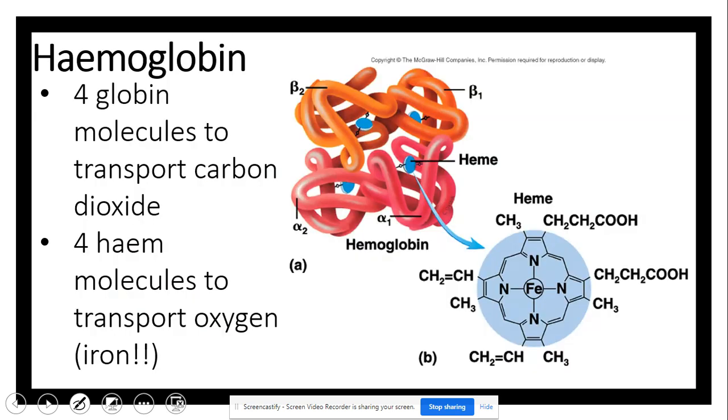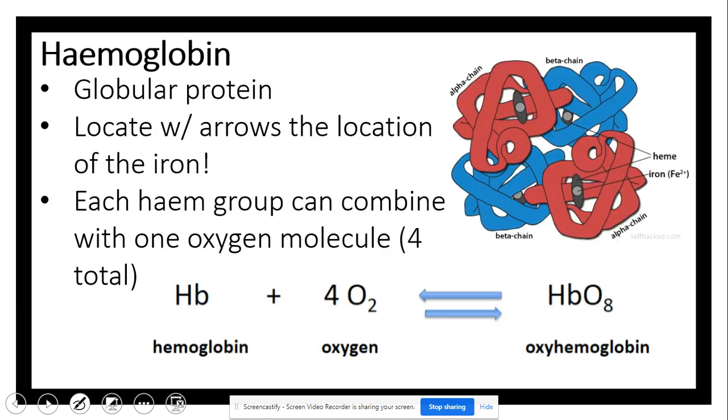Okay, so now hemoglobin. Big part of this chapter. So hemoglobin, we've got 4 hemes and 4 globins. The globin molecules transport CO2. The heme molecules transport oxygen with the help of that iron ion. So if you're iron deficient, your body may not be able to carry oxygen very well.